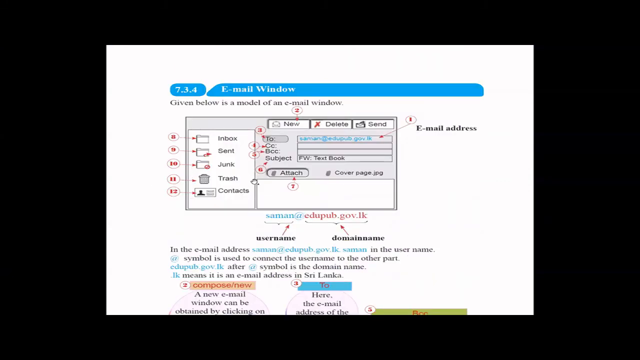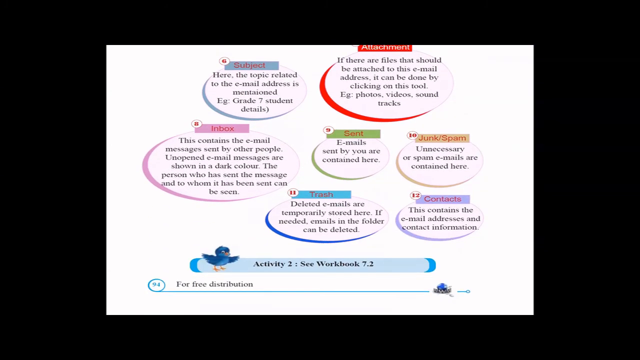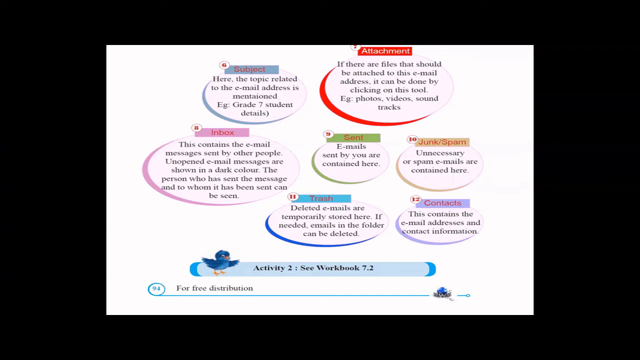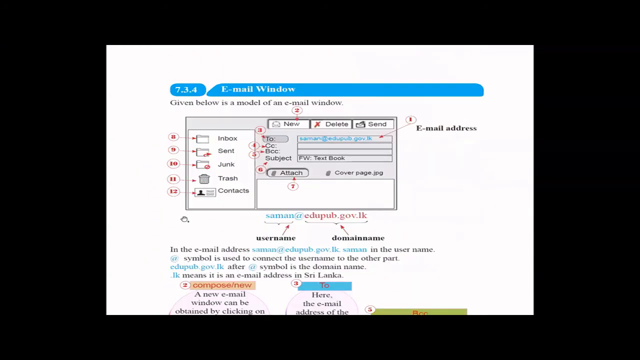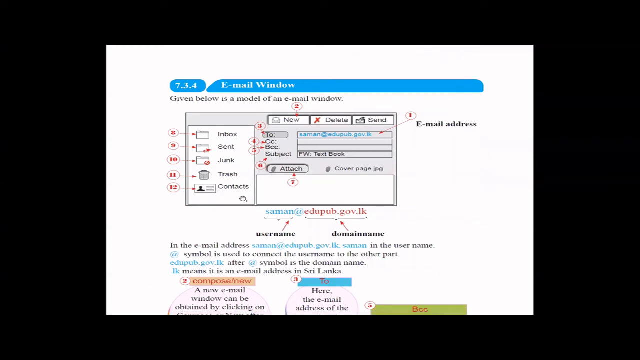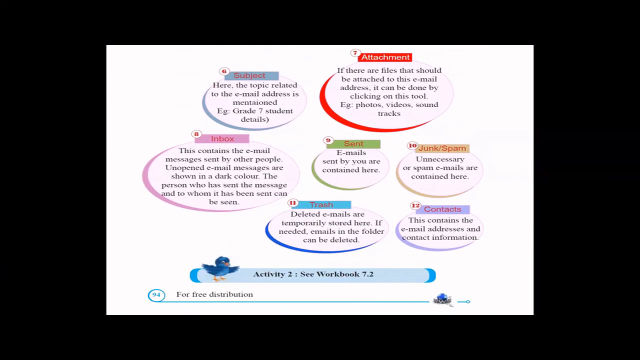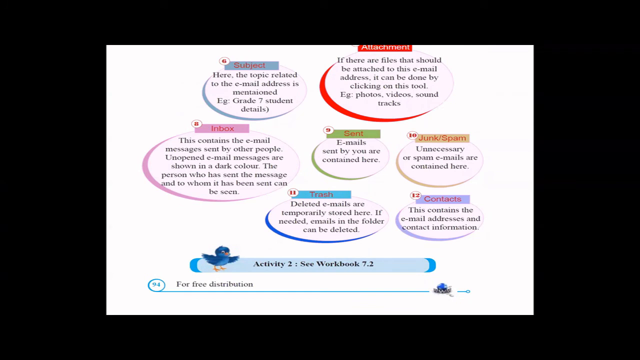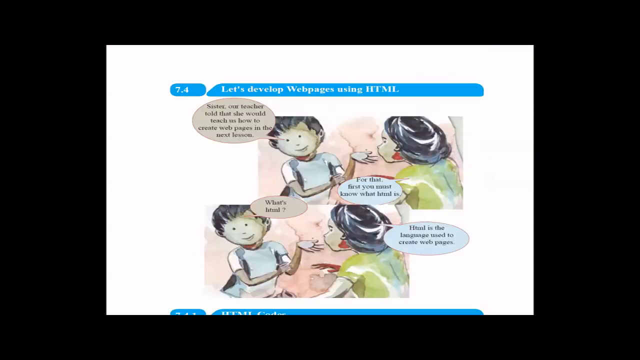Then comes the trash. Trash means the emails which you delete will be temporarily kept there. So if you want to delete the emails in that particular folder also, you can delete them, and then it will be a permanent delete. Otherwise, all these deleted emails will be kept temporarily in this trash folder. Right. So the last one is the contacts. Right. So here it will keep all the email addresses and the contact information of different parties.